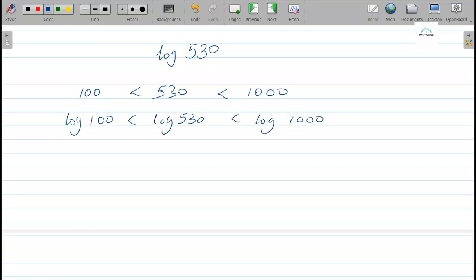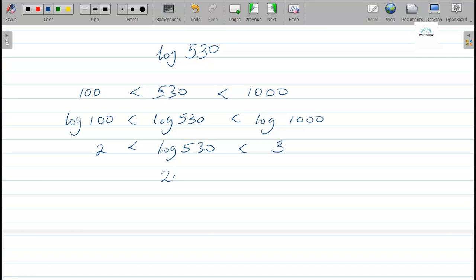Log 100 is 2 and log 1000 is 3. So the answer should be between 2 and 3. I will say between 2 and 3. If you use four-figure tables, the answer would be 2 point something. It is an objective question, so the answer will normally be 2 point something.